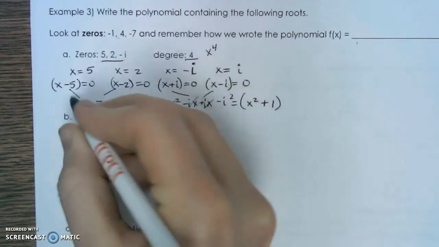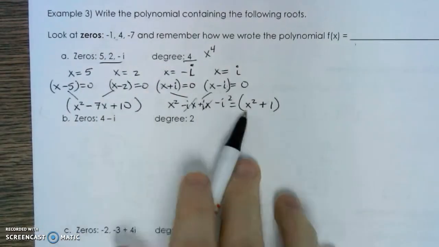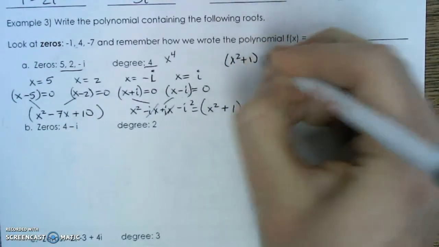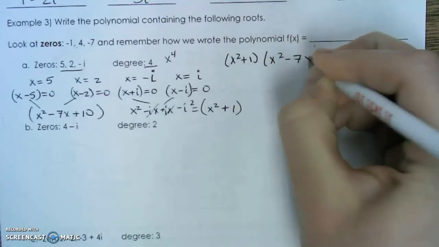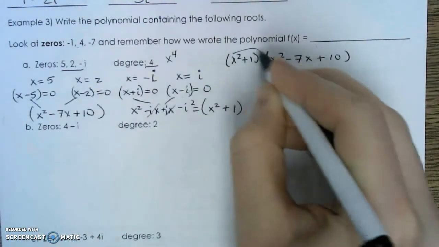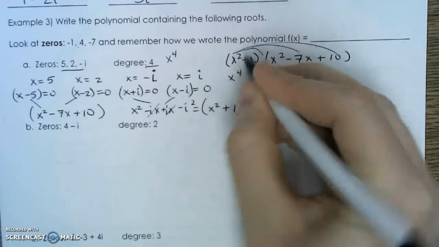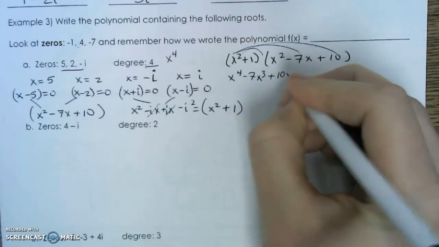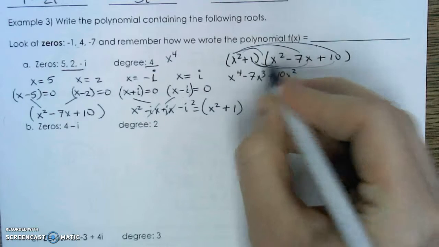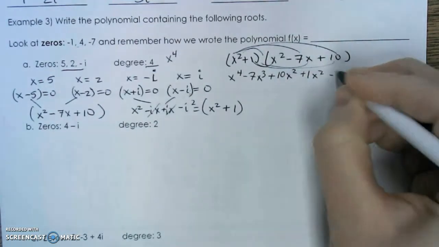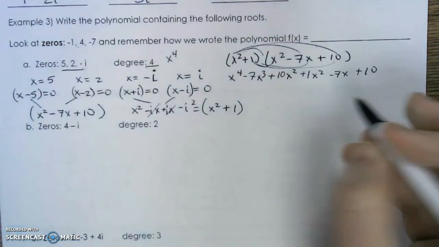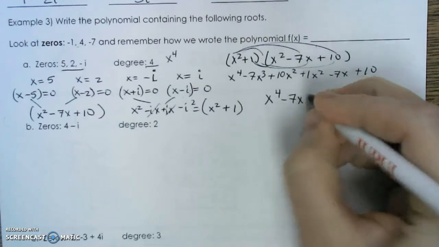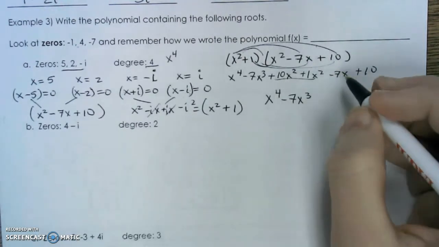So now I've got it down to these two things, and I'm going to multiply those. And so we're going to rewrite that over here. We're going to FOIL those together, and that will be our final answer. So if I distribute x squared, I get x to the 4th, negative 7x cubed, and positive 10x squared. Distribute your 1, and you get 1x squared, negative 7x, and 10. And then you just collect like terms. So I've got x to the 4th, I've got a negative 7x cubed, and I've got 11x squared.